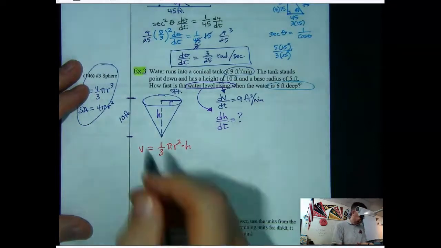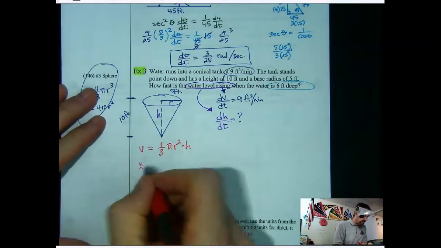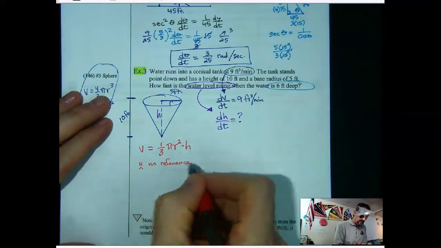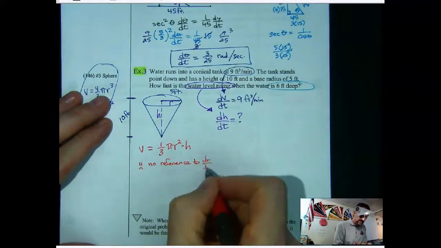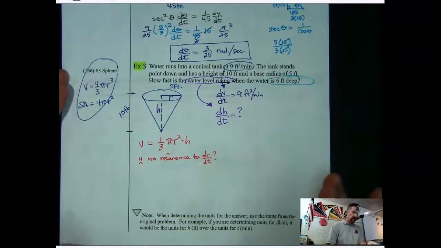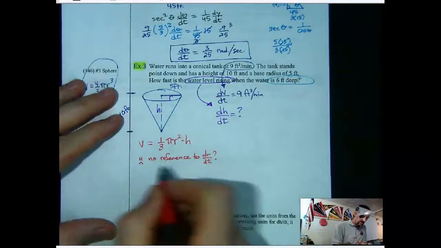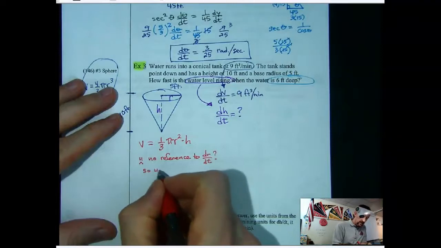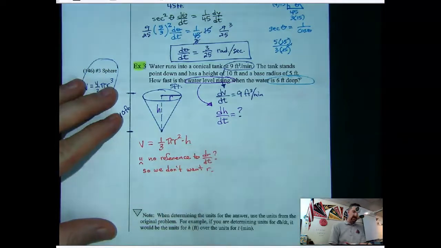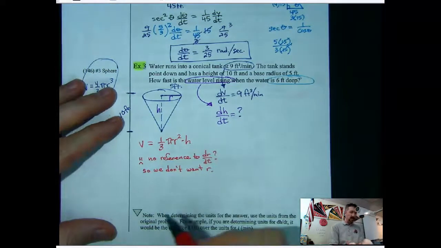So there's no reference to dr dt. So that means that we don't want r in our equation. Now, we could make an equation with r to find dr dt, but that's going to be harder. Because we don't have a dr dt, we don't want r, so we have to get rid of r.